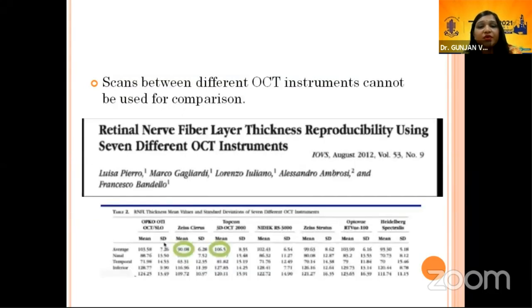Also, scans between different OCT instruments cannot be used for comparison. So if a patient has another OCT printout and it comes to you and you have a different machine, you cannot compare the same parameters. It should be done on the same OCT machine. The same thing is for progression also. So if you have to check for progression, it should be done with the same machine. Otherwise, the parameters cannot be compared.